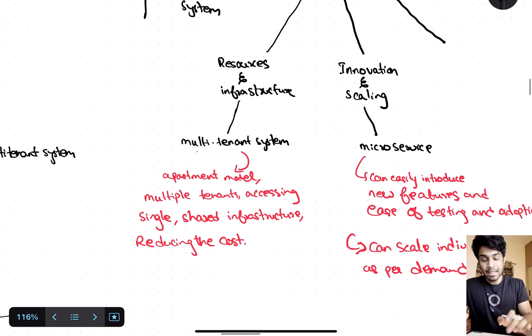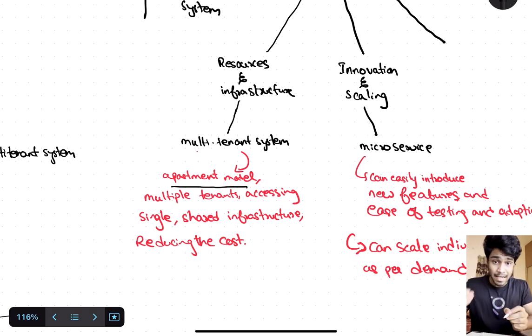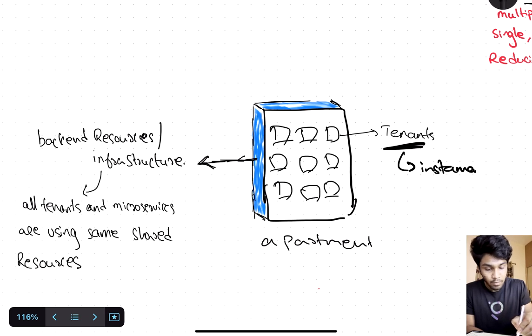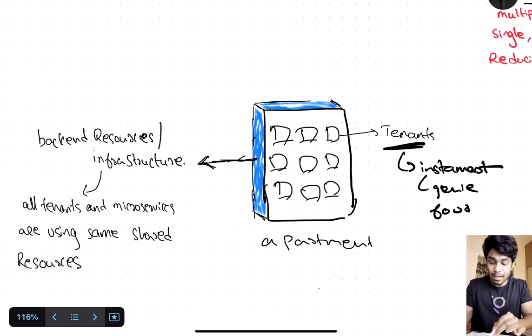So we're using a multi-tenant system, which is also considered as an apartment model. So multiple tenants accessing a single shared infrastructure, which will reduce the cost. So this is how an apartment model is like. This is an apartment, and the back end is like the resources and infrastructure, which different tenants are sharing. The tenants here are Instamart, Genie, and food. So these are different tenants, different microservices.